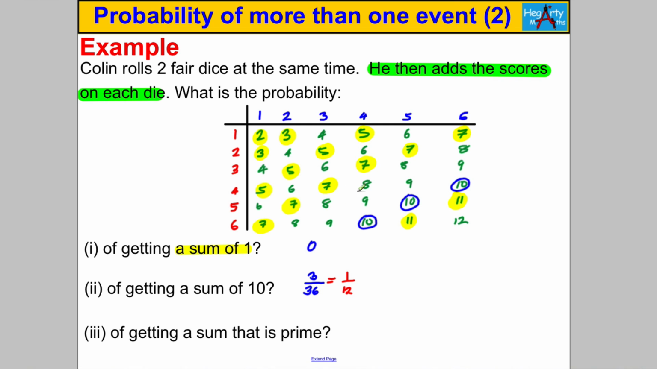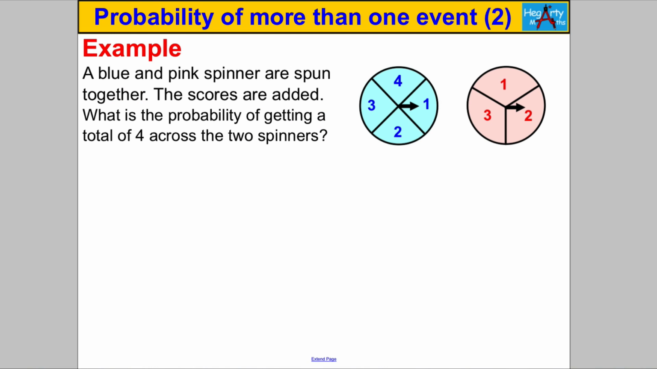So we've got 1, 2, 3, 4, 5, 6, 7, 8, 9, 10, 11, 12, 13, 14, 15. So we've got 15 out of a possible 36. And again, you could simplify that by dividing top and bottom by 3 in this case, and we would get 5 out of 12, and we're done. Okay, next question. Pause the video, have a go.